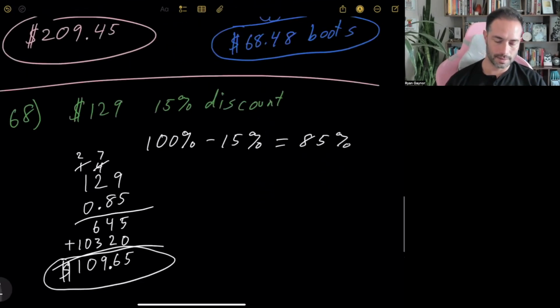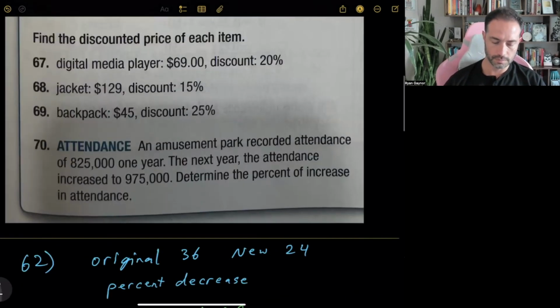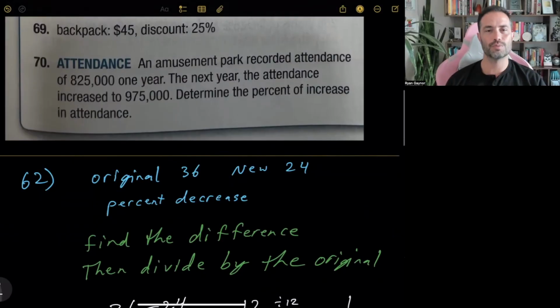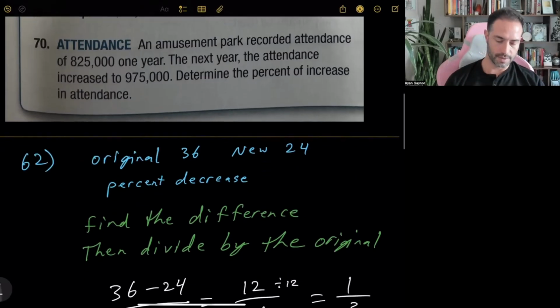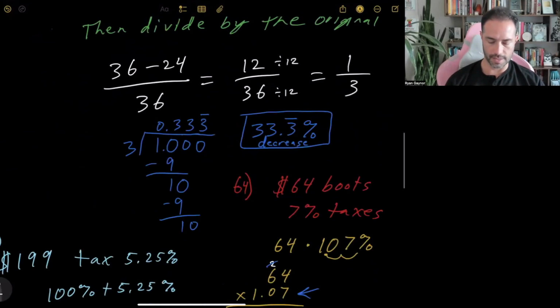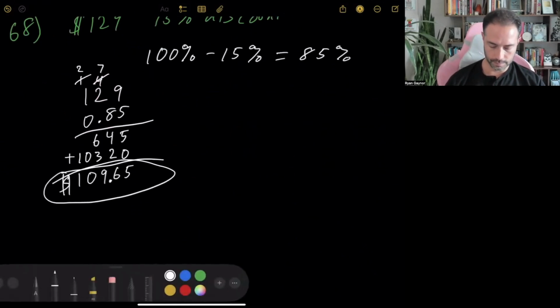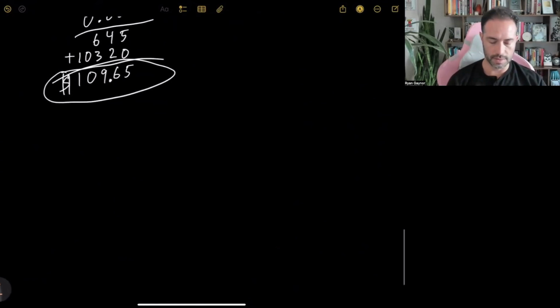All right, so let's do the last one, word problem. Here we go. Attendance. An amusement park recorded attendance of 825,000 in 1 year. The next year, the attendance increased to 975,000. Determine the percent of increase in attendance. Okay, so we're at 825 to 975. All right, so this is number 70.